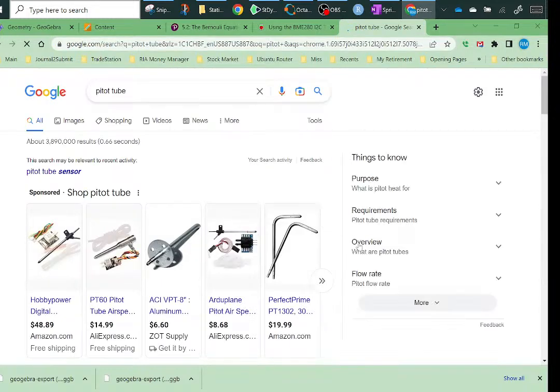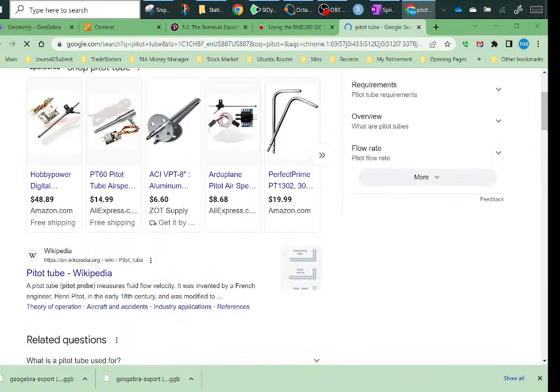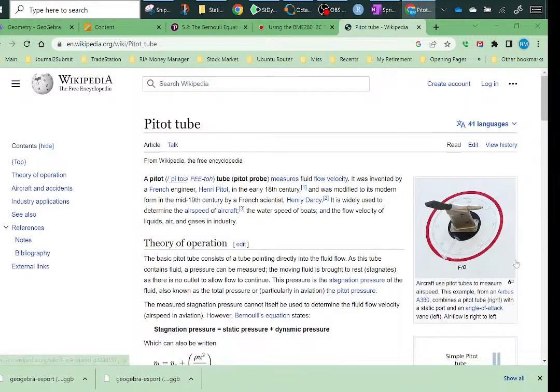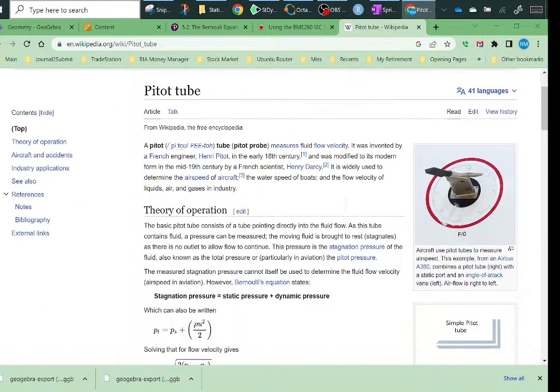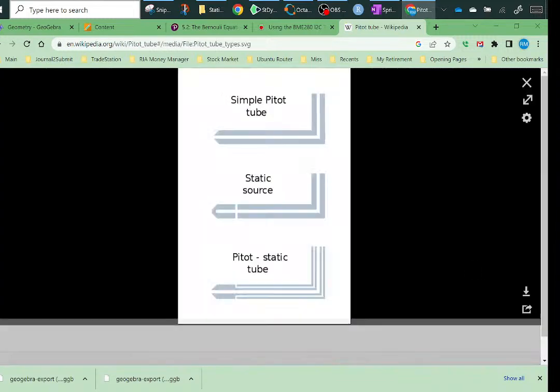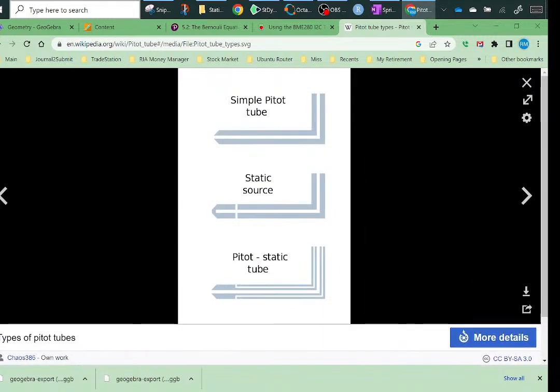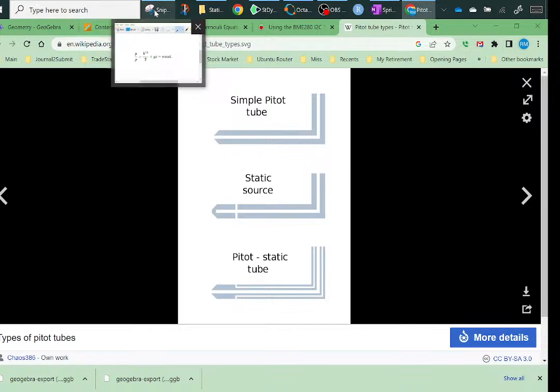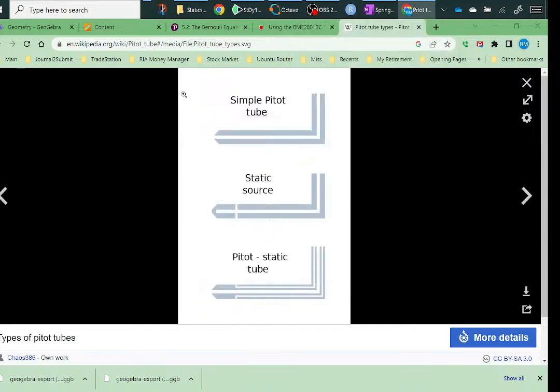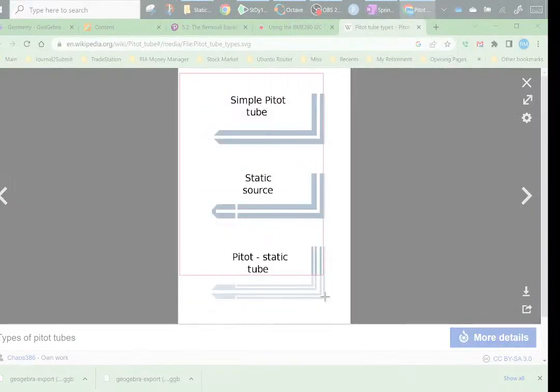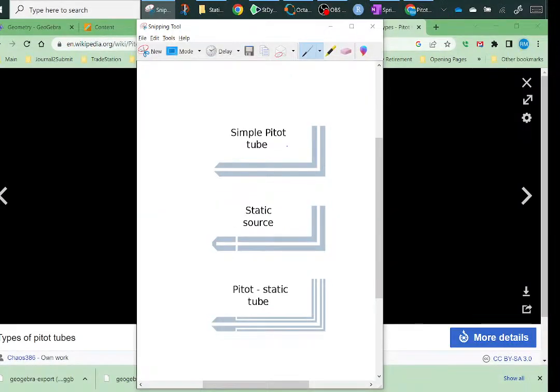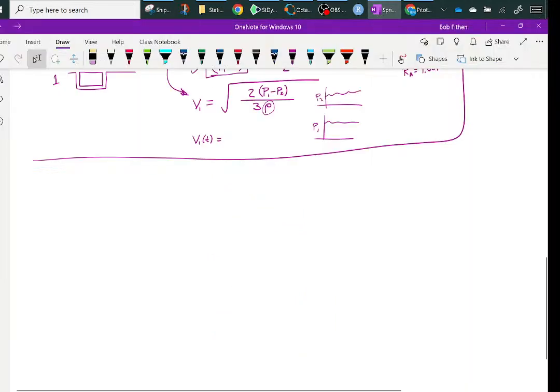There you can buy a bunch, but it's a pretty simple. Okay, I think I clicked it. Okay, so I'll go ahead and use that picture, but what you find out is most pitot tubes are the last one. Here's what I mean.